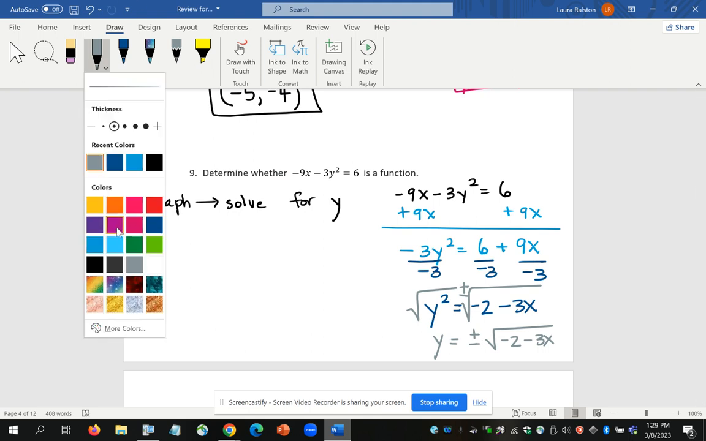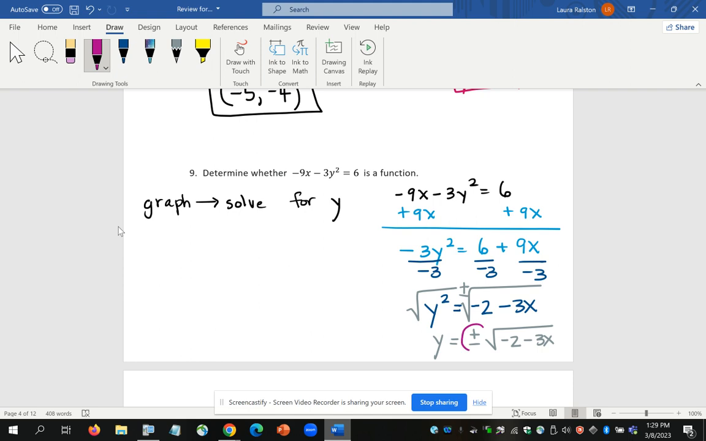Another clue that it's not a function is the fact that I have this plus or minus, and I end up with 2 different equations, which means I'm going to get 2 different outputs. And remember, to be a function, it's 1 input to 1 output. There's no repetition in the y values. So the answer here would be no, this is not a function.